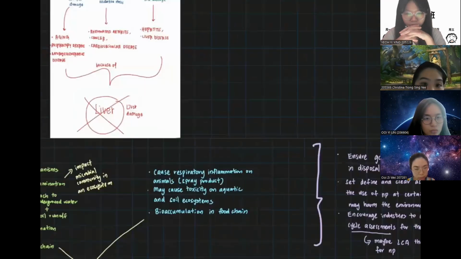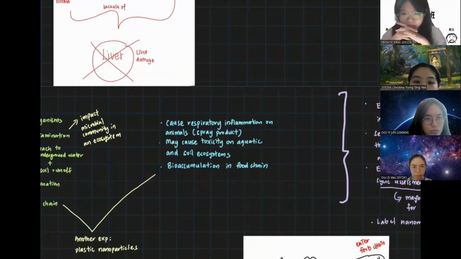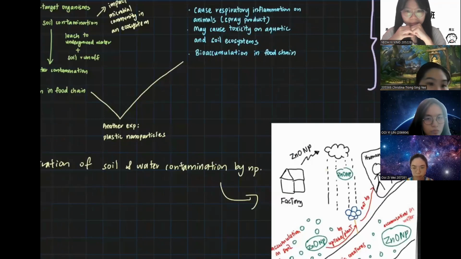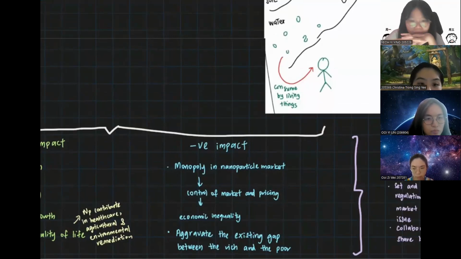Additionally, when sunscreen is applied during water activities at the sea, titanium dioxide may enter the water, posing a risk of toxicity to the aquatic ecosystem and eventually contributing to the bioaccumulation of titanium dioxide in the food chain. As for socio-economic impact, concerns arise about the potential monopoly in the nanoparticle market, which could widen the existing gap between the rich and the poor.